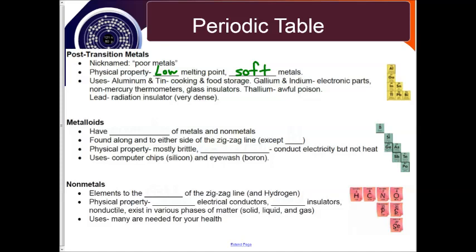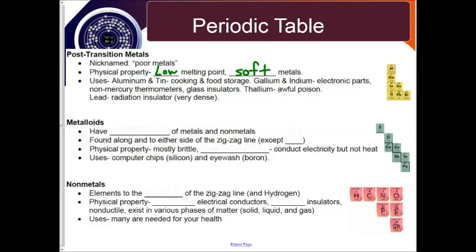Gallium and indium are valuable in electronic parts, non-mercury thermometers, and glass insulators. Thallium is a ridiculously awful poison, so that's a bad use, but it's still a use. And then lead, radiation insulator, because it's very dense, it can block radiation.